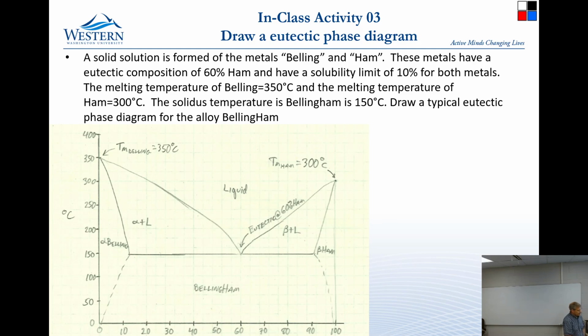Anything to the right of that is hyper-eutectic. It is beyond the eutectic point, and anything to the left is hypo, which means not enough or less. So that's the hyper and hypo difference.